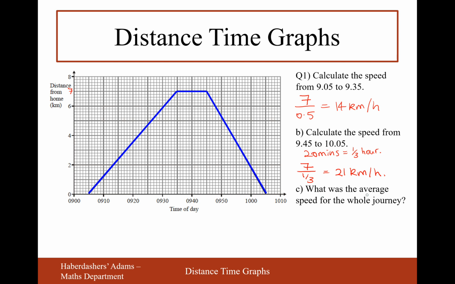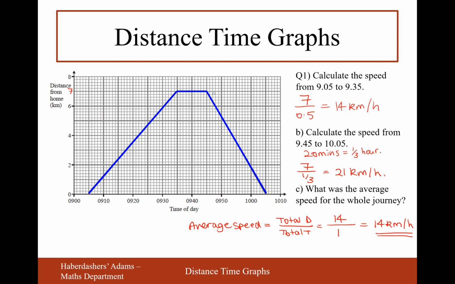And part C is, what was the average speed for the whole journey? Well, going right back to the start of the video, if you want to work out average speed, you need to do total distance divided by total time. The total distance travelled here was 7 going out and 7 coming back. So 14 kilometres in total. And how long did it take? It went from 9:05 to 10:05, so that's 1 hour. So that's 14 kilometres per hour was the average speed of whatever thing was travelling here.